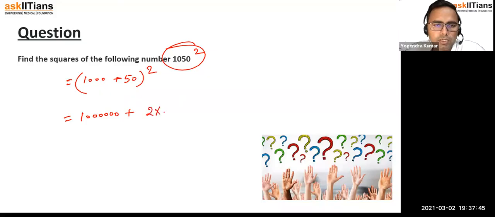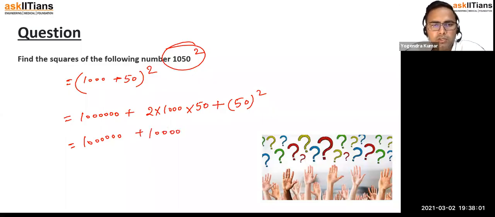Then what? 2 into 1000 into 50 plus 550 square. So we got 10000, 6 zeros, plus now here how much? Okay, 100 here, and so it will be how many zeros? 5 zeros, right? Now here 2500. So we can add it all now.